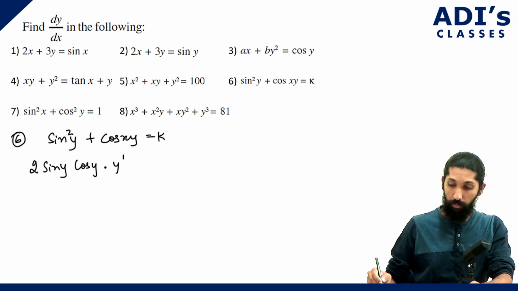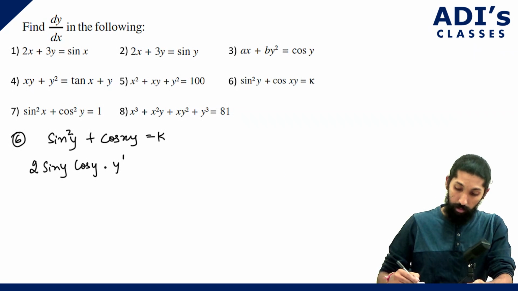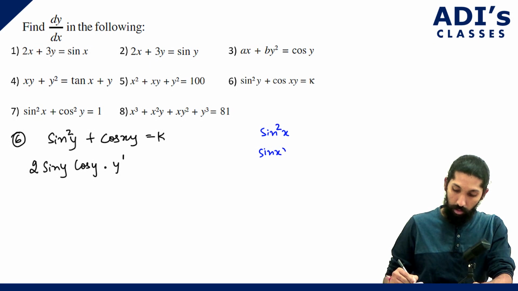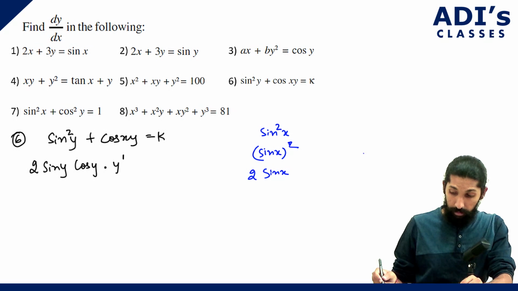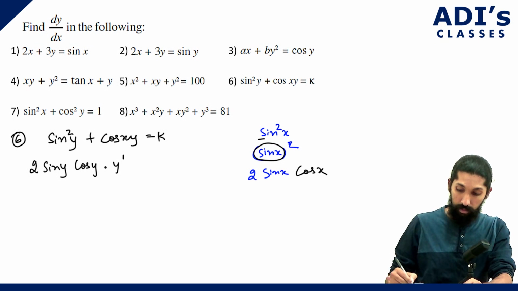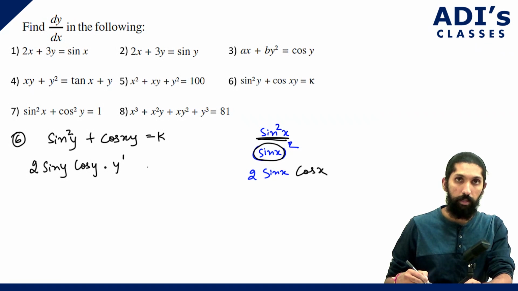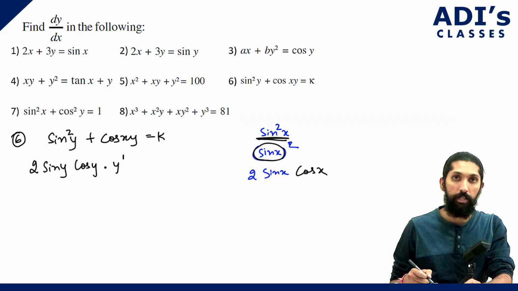Alright, you might be thinking, how do I get 2 sine y cos y here? Normal differentiation. That means when you have sine square x, this is nothing but sine x whole square. That means you'll get 2 sine x, first part. The next is what? You're going to have to do differentiation of sine, which is basically cos x. So 2 sine x cos x, this is for sine square x. Here what do we have? We have sine square y here. So first 2 sine y cos y, then derivative of y, which is y dash.